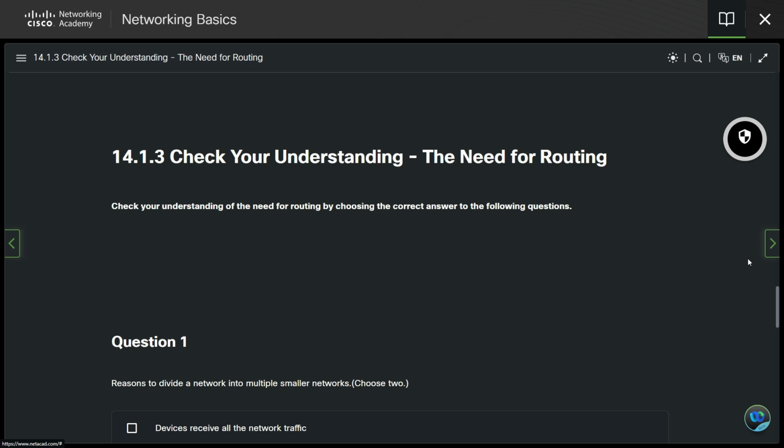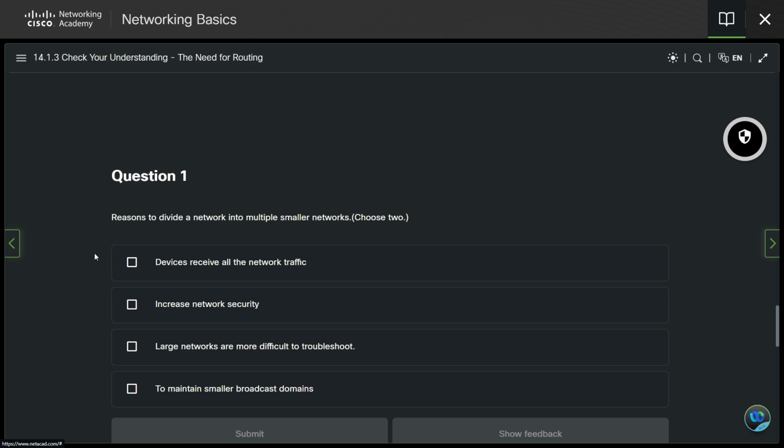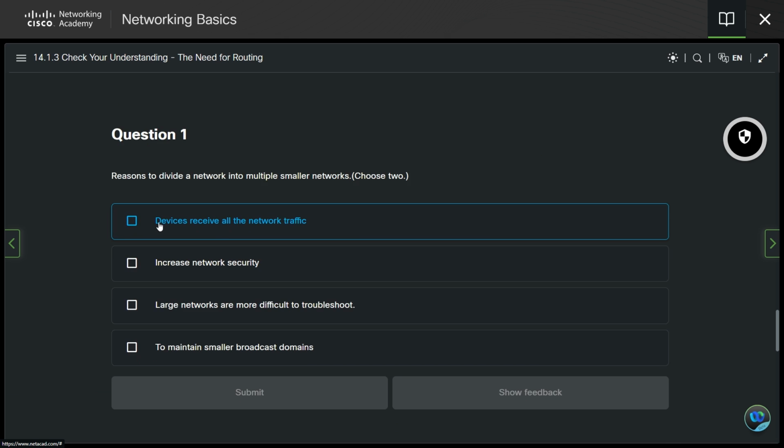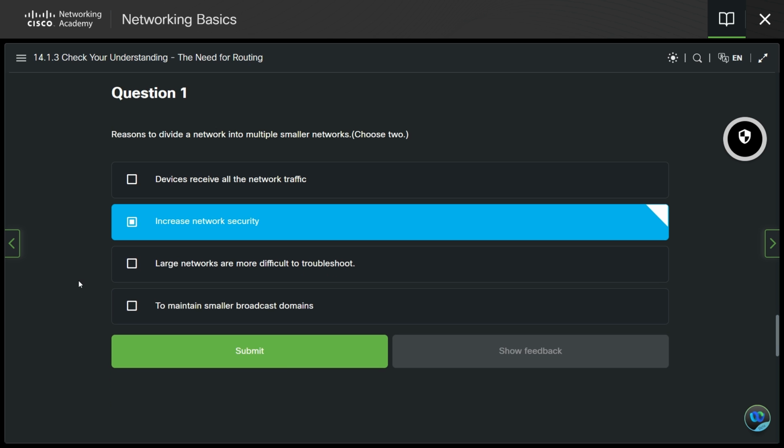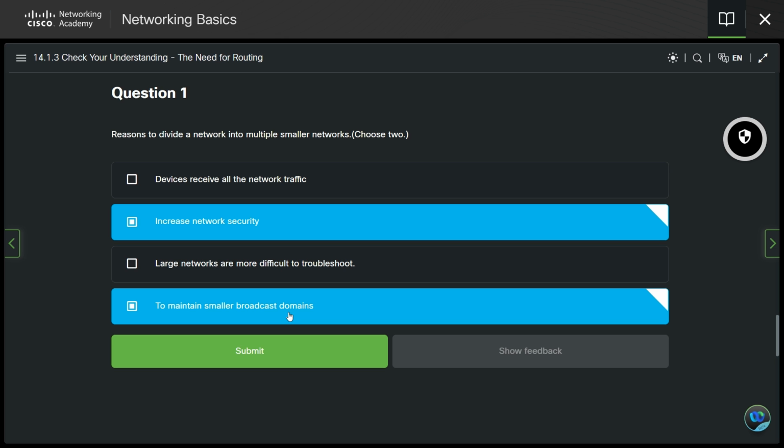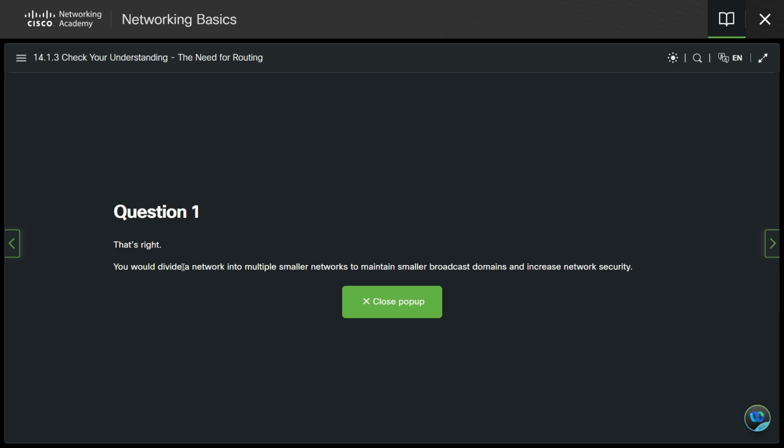Finish with check your understanding. Question 1. Reasons to divide a network into multiple smaller networks. Choice 2. Devices receive all the network traffic, increase the network security. Large networks are more difficult to troubleshoot, to maintain a smaller broadcast domain. That's right. You will divide a network into multiple smaller networks to maintain a smaller broadcast domain and increase the network security.